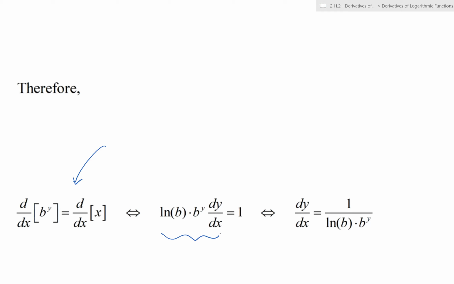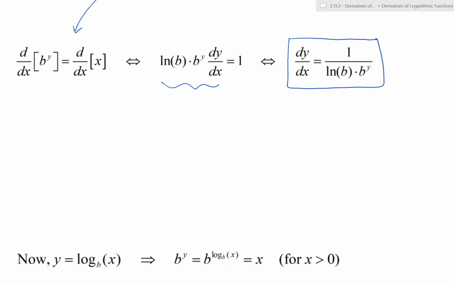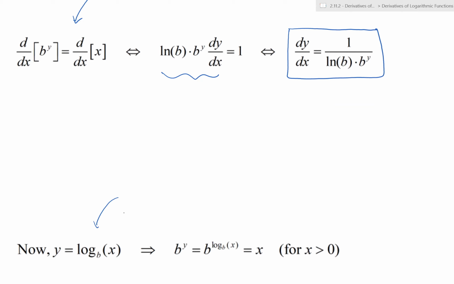Now, if we divide both sides by the natural log of b times b to the y, we get that dy/dx is equal to 1 divided by the natural log of b times b to the y. But we know what y is, so we're going to plug that back in to make our derivative strictly in terms of x. We know that y is equal to the logarithm of base b of x. And thus, by inverse properties, b to the y is equal to b to the logarithm of base b of x, which of course is x.